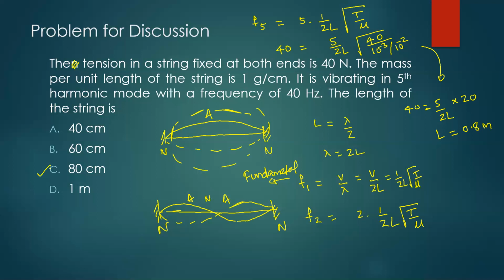Any questions? So you keep this pattern in mind. For a string fixed at both ends, you have all the harmonics. If any particular frequency is 2 times the minimum possible frequency, the fundamental, it is called the second harmonic. If it is 3 times, it's called the third harmonic, like that.